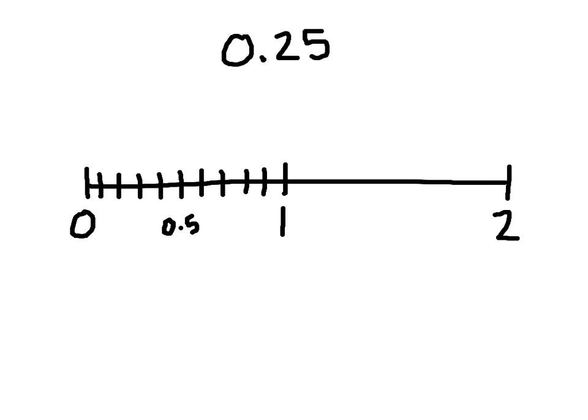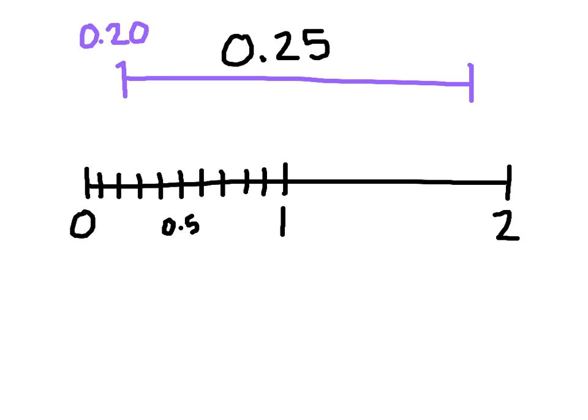Well, I know that 25/100 is exactly halfway between 20/100 and 30/100. Write those two down and then I'll show you. So this is 20/100. This is right in half. And then this is 30/100. Okay, I can see that.